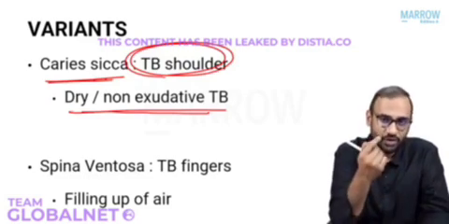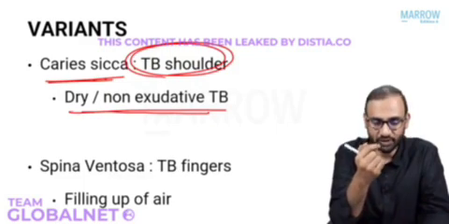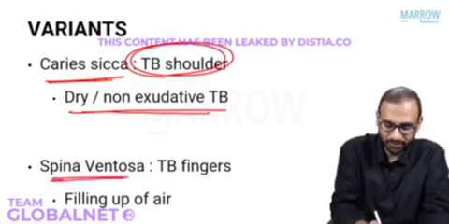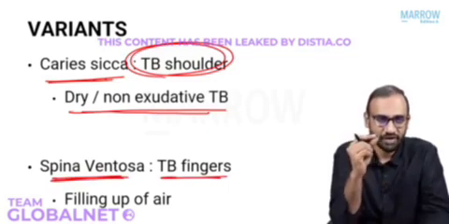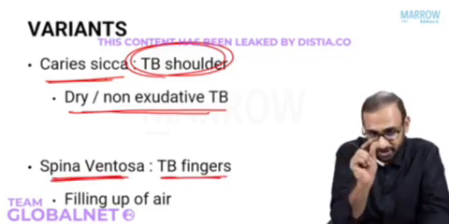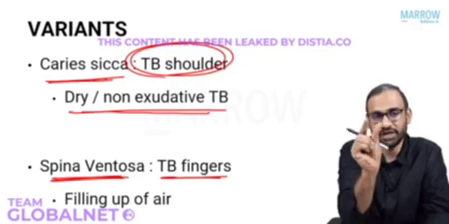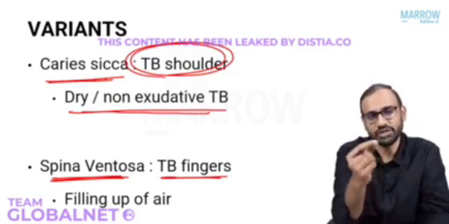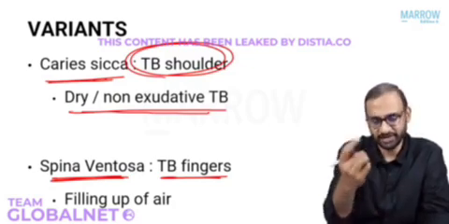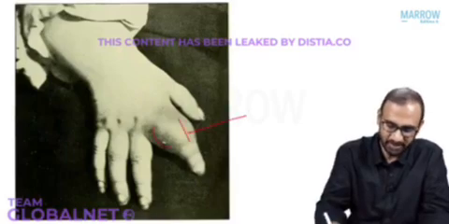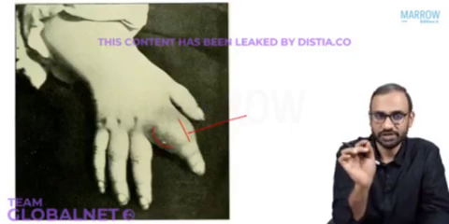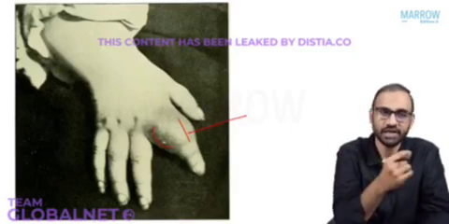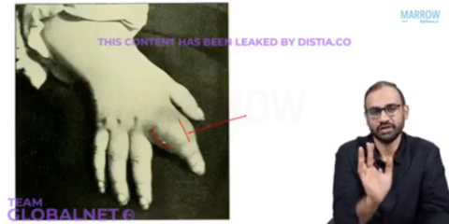Another one is tuberculosis of the short bones of the hand and feet, known as spina ventosa. Tuberculosis of the fingers is known as spina ventosa. Ventosa means filling something with air. The phalanges swell up like a balloon or a ball. That's known as spina ventosa or TB dactylitis. You need to remember this. So TB of the phalanges or the finger is spina ventosa, TB dactylitis. Caries sicca is TB of the shoulder, which is dry. Okay, with that, let's move on to the spine, hip, and knee.